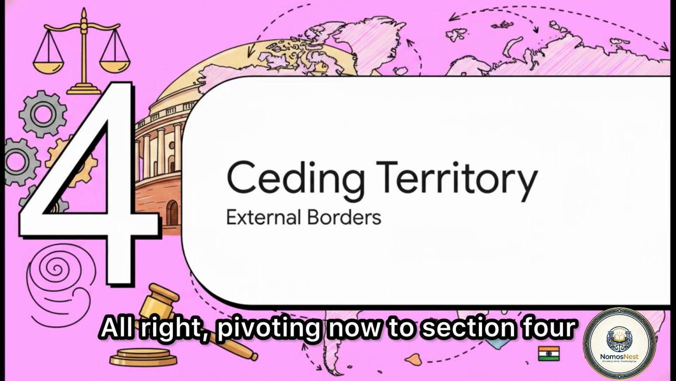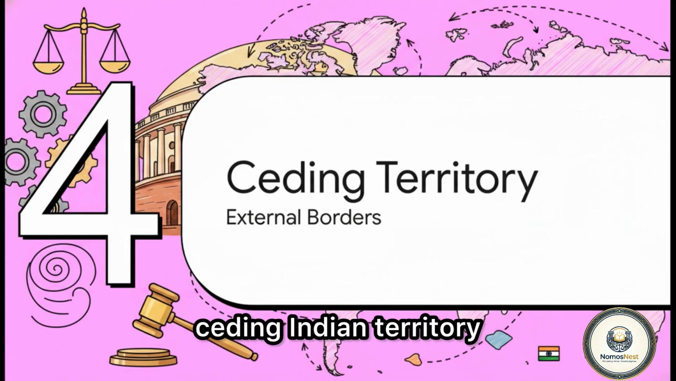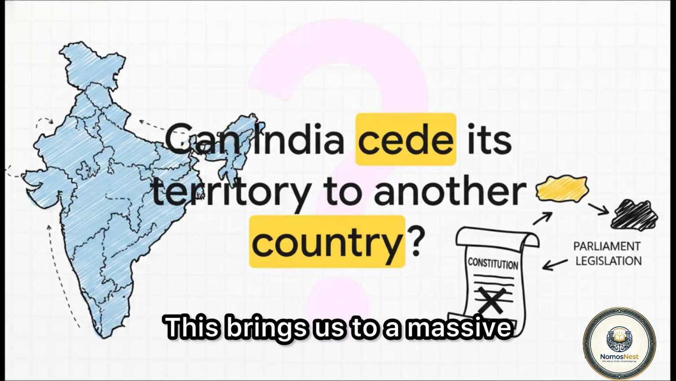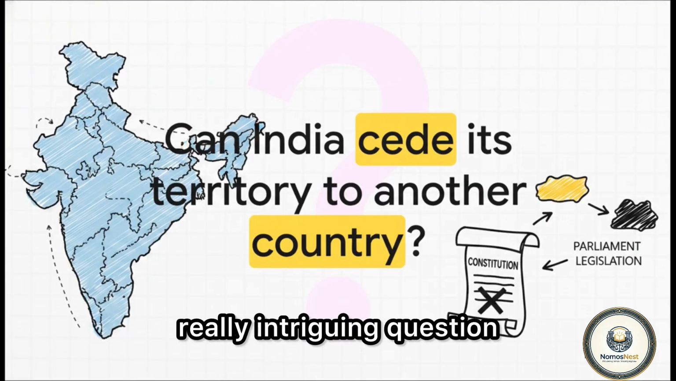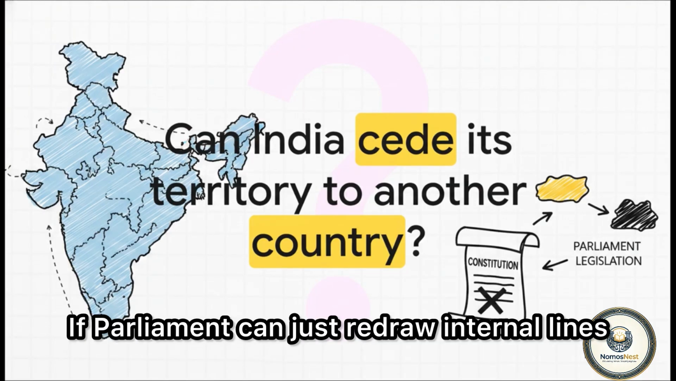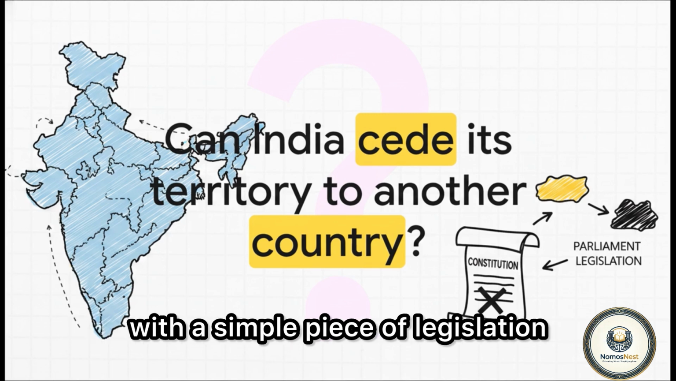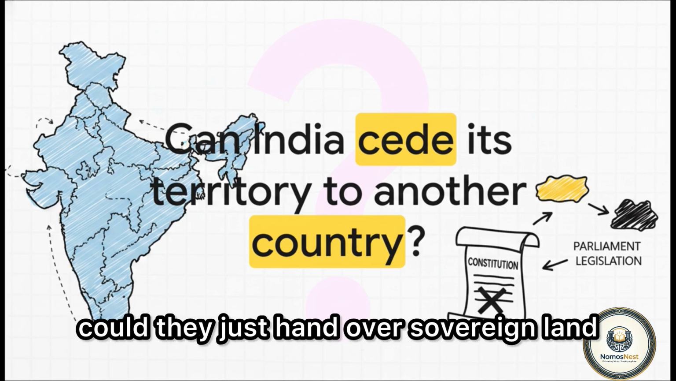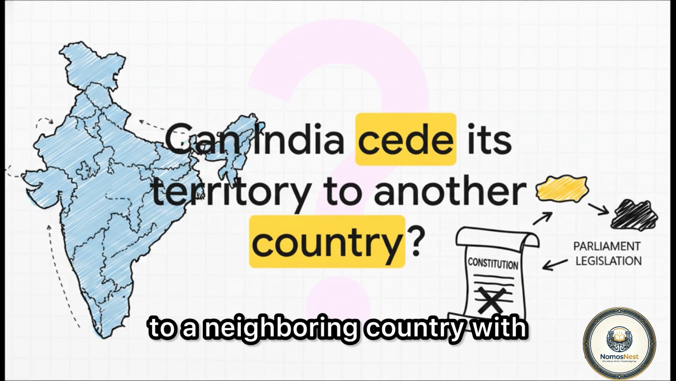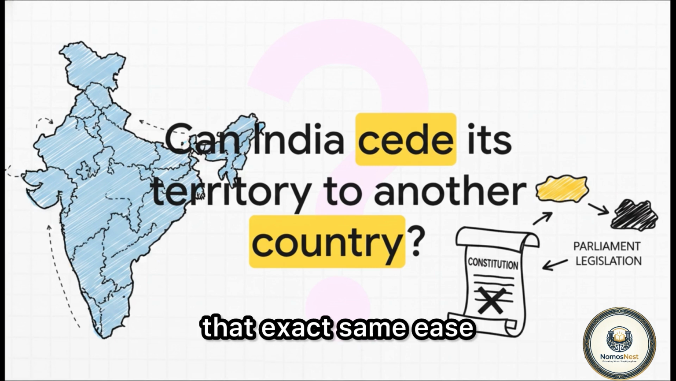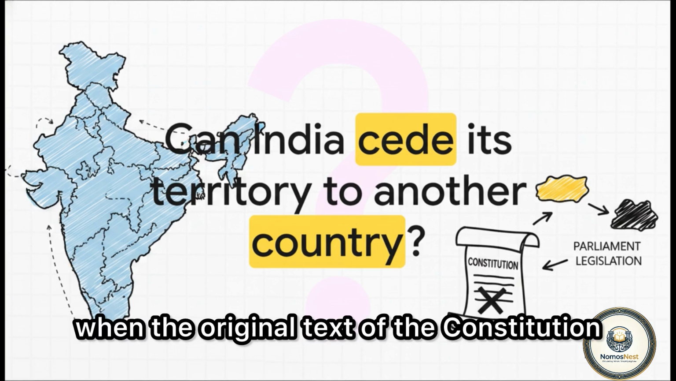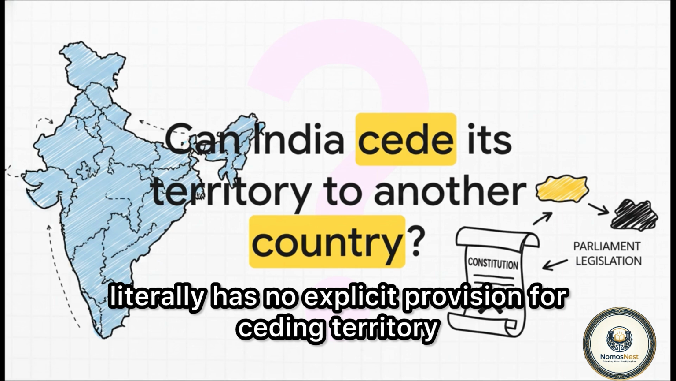All right, pivoting now to Section 4, ceding Indian territory. This brings us to a massive, really intriguing question. If Parliament can just redraw internal lines with a simple piece of legislation, could they just hand over sovereign land to a neighboring country with that exact same ease? I mean, especially when the original text of the Constitution literally has no explicit provision for ceding territory?